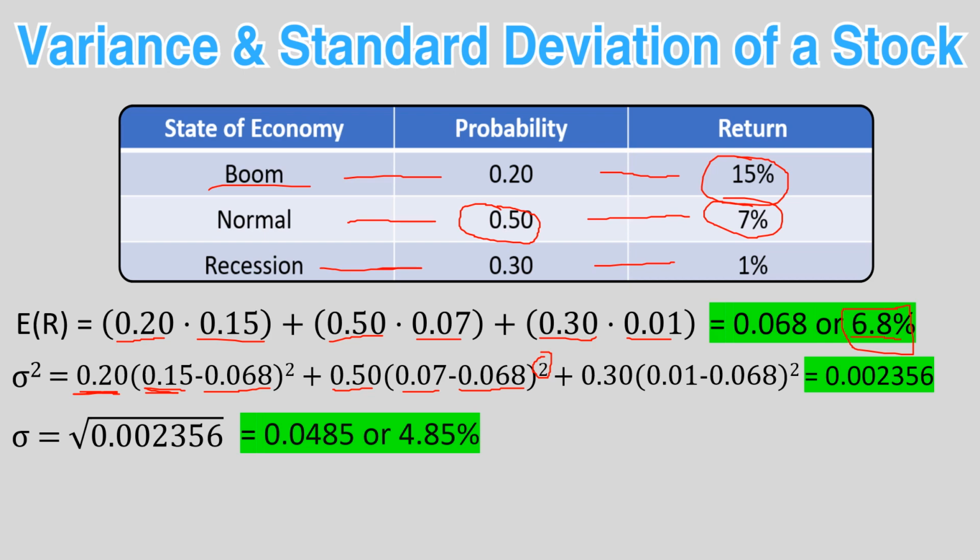And then we add that, we're going to do it for the last state, to the probability of the recession occurring, and we multiply it by the return that we get in a recessionary state, and minus again the expected return, and obviously this is squared. And when you do that, you get a variance of 0.002356, which in this case we're not going to interpret what this means too much. We're just going to find the square root of this, which gives us our standard deviation of 0.0485, or we're going to interpret it as 4.85%.